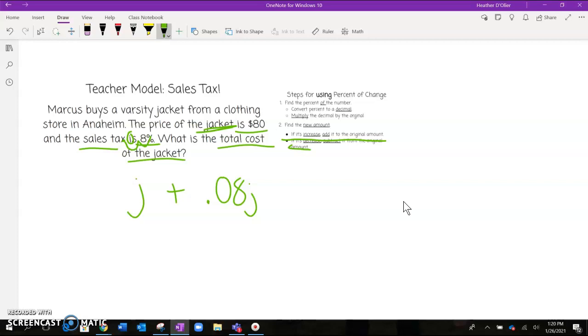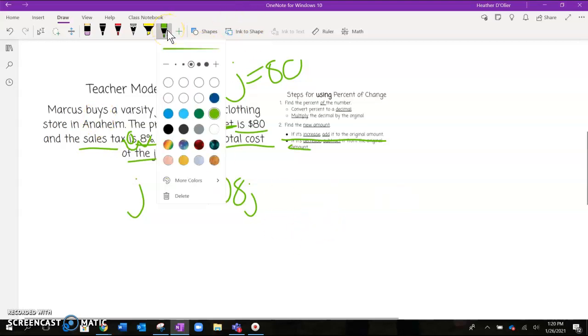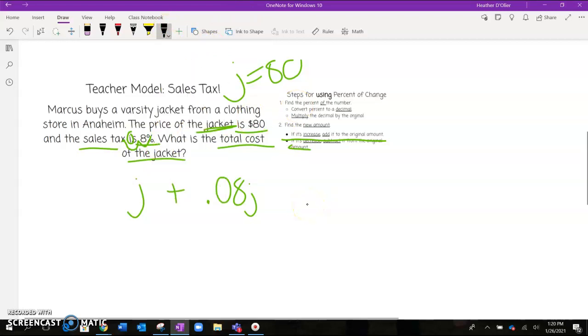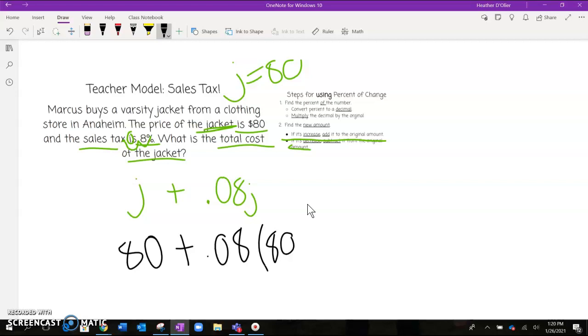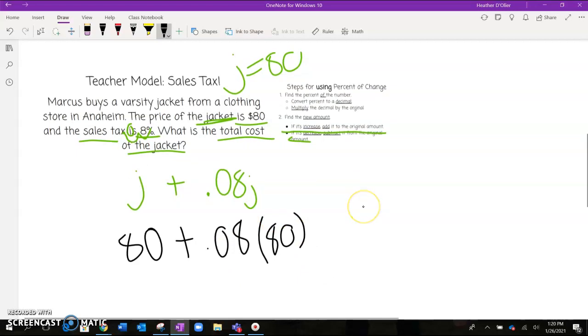But I actually know what J is. I know that jacket costs $80. So I'm going to substitute 80 in for J. Instead of writing the J, I'm going to write 80. I'm going to use a different color just so you can see it's a different step. So 80 plus that 0.08 should stay the same, and times 80. I can't just put the number next to it, so I've got to put parentheses to show that I'm multiplying these amounts. Now I can follow my order of operations and solve this.